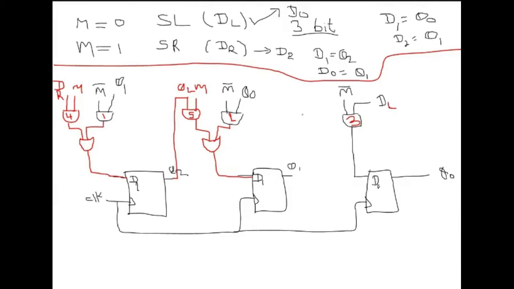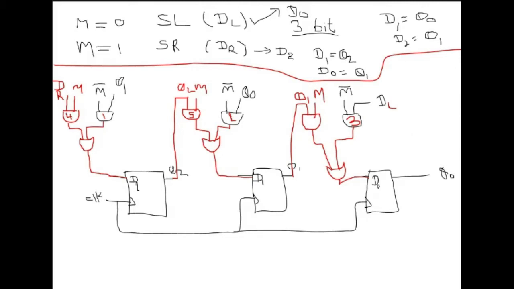Then the last stage, M is equal to 1. Q1 should be connected. So this will be my Q1. That should be connected to my D0. So this is a 3-bit bidirectional shift register, where depending on the input M, it is either performing shift left operation or shift right operation.